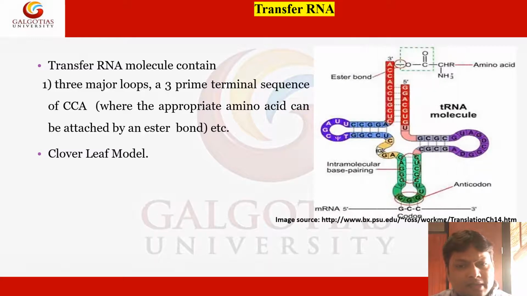The next component is the transfer RNA molecule, which contains three major loops and a 3' terminal sequence, CCA, where the appropriate amino acids come and bind. This model is well known as the clover leaf model.